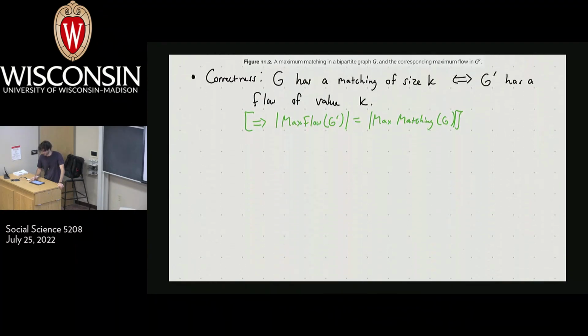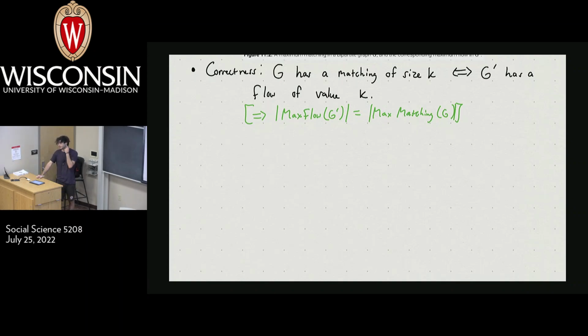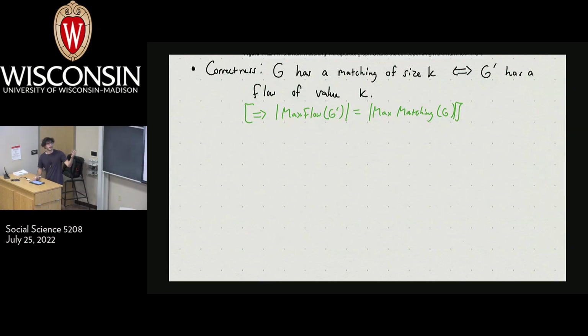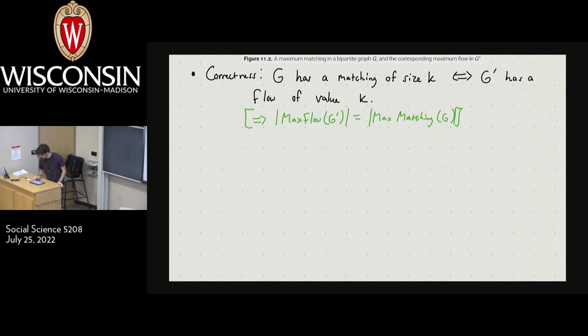So now let's prove it correct. What we need to prove is that G has a matching of size K if and only if G prime has a flow of value K. So what are the implications of this? Well, that means the value of the max flow on G prime is exactly equal to the size of the maximum matching in G. We can convert a matching of size K into a flow of size K and vice versa. So we can't make any larger matching other than this max flow. If we could increase the size of the max flow, we could also increase the size of the matching, and vice versa.